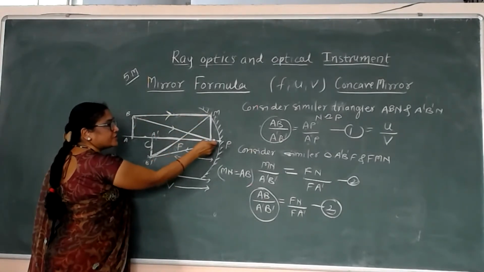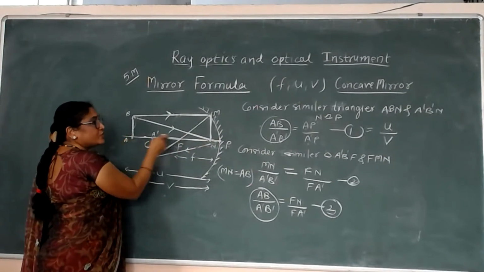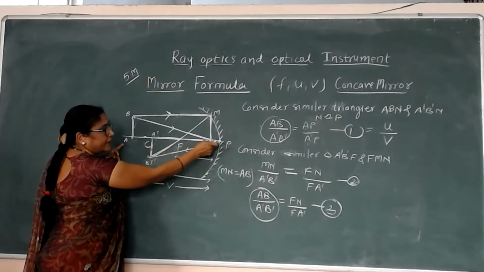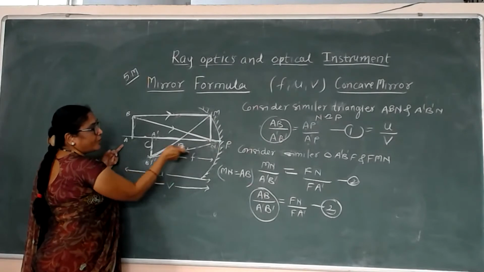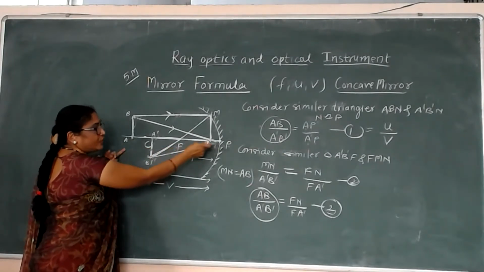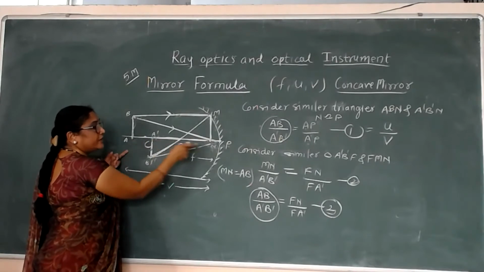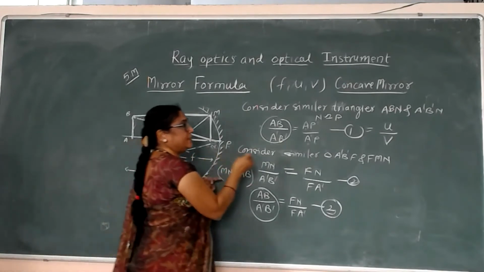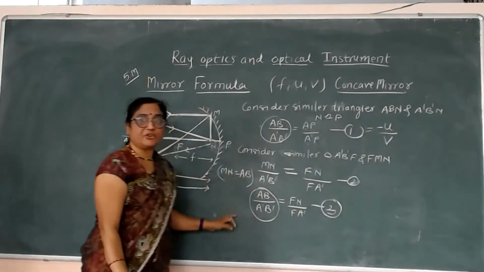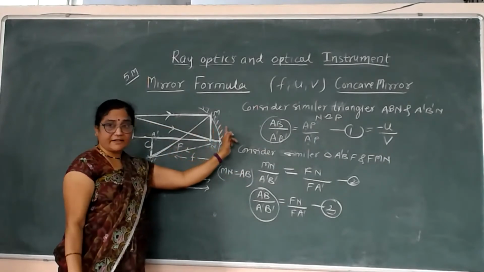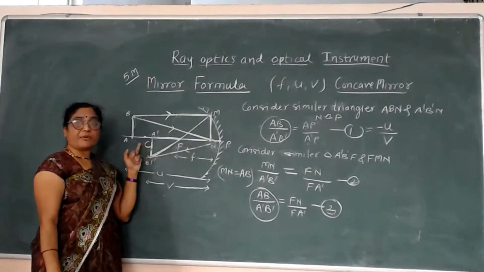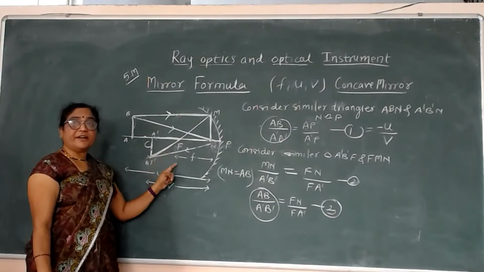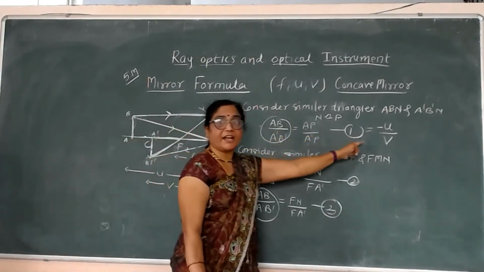But when we measure the distance from the pole to this side, the direction is opposite. When we measure this object distance, we move from P to A in the opposite direction. So the object distance is considered to be minus because the direction of the incident ray is in this direction and we measure the distance from the pole in the opposite direction. So according to the Cartesian sign, the object distance is taken to be negative.